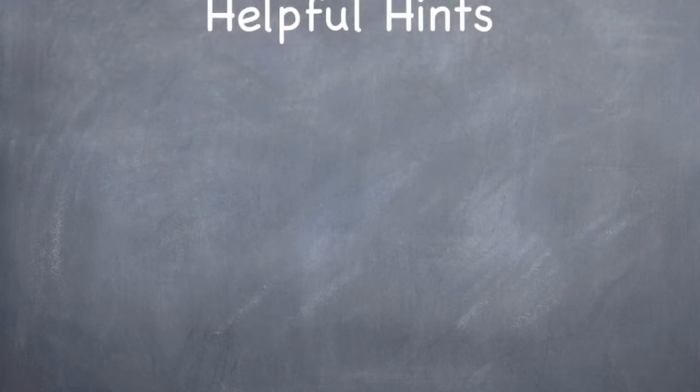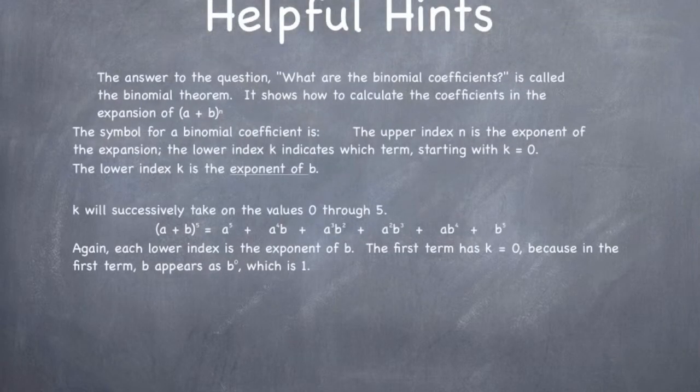Some helpful hints. It does sound pretty intense. The answer to the question, what are the binomial coefficients, is called the binomial theorem. It shows how to calculate the coefficients in the expansion of a plus b to the nth. The symbol for a binomial coefficient is n over k. The upper index n is the exponent of the expansion. The lower index k indicates which term, starting with k equals 0. The lower index k is the exponent of b.